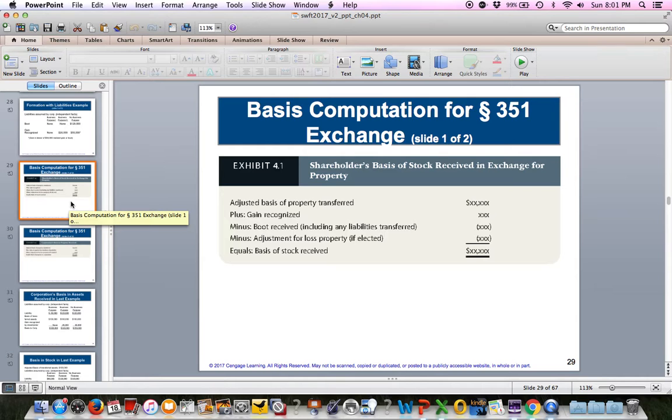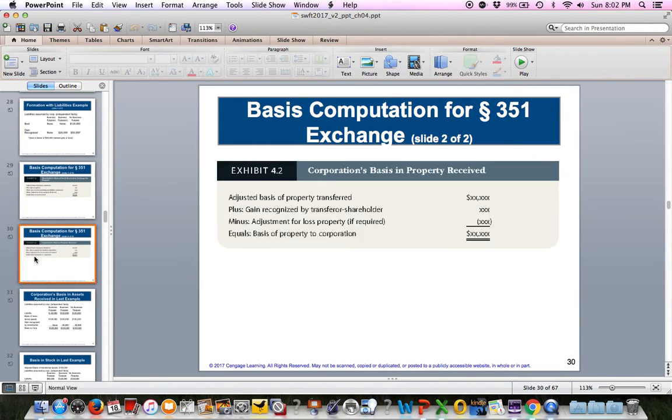So this is just coming from your chapter, exhibit 4.1 from your chapter, and it's saying the basis computation for 351 exchanges: adjusted basis plus gain recognized minus boot received minus adjustment for lost property gives you the basis of stock received. In exhibit 4.2 then, adjusted basis of property transferred plus gain recognized minus adjustments gives you the basis of property to the corporation.